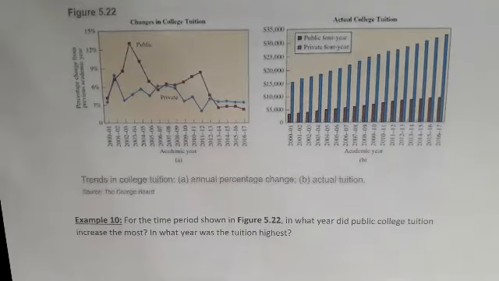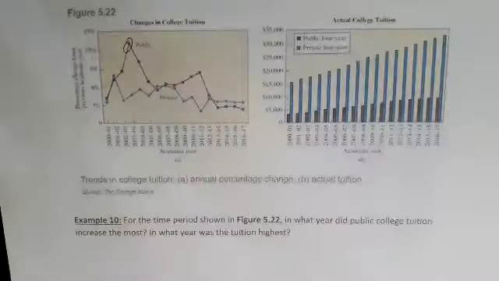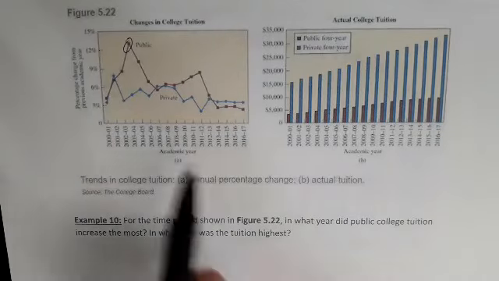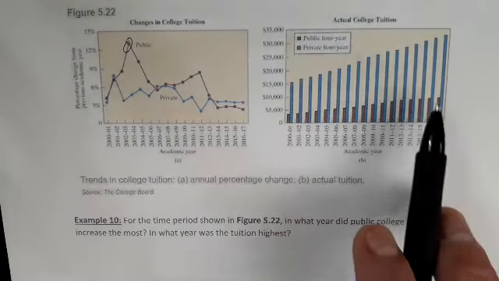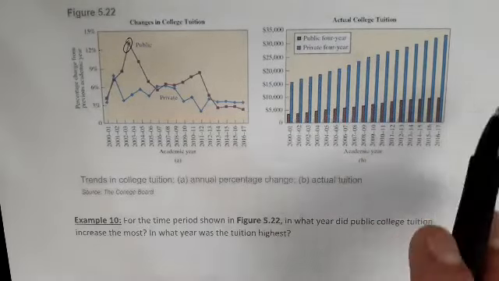So for the time period shown in figure 5.22, in what year did public college tuition increase the most? If we're looking at public, we're looking along here at the purple. And where did it increase the most means where is the highest percentage of increase. You could try to compare purple bar to purple bar over here, but that's going to be really difficult, so we don't really want to compare the purple bars.